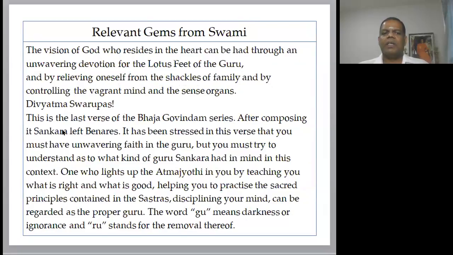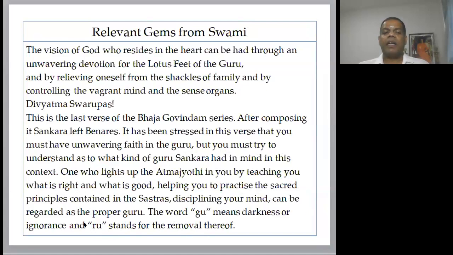Divyatma Sarupas, this is the last verse of the Bhaja Govindam series. After composing it, Shankara left Banaras. It has been stressed in this verse that you must have unwavering faith in the Guru. But you must try to understand as to what kind of Guru Shankara had in mind in this context. One who lights up the Atma Jyoti in you by teaching you what is right and what is good, helping you to practice the sacred principles contained in the Shastras.